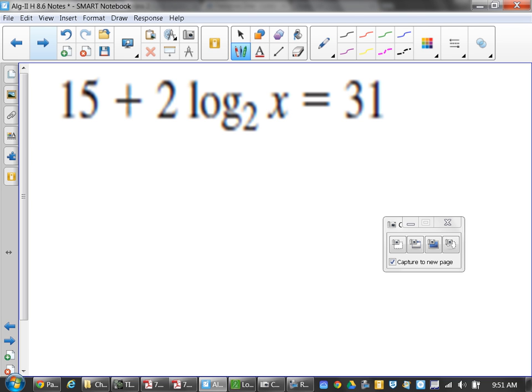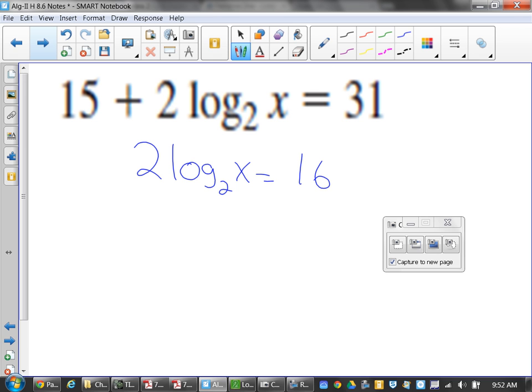What's your first step? Subtract 15 from 5. Subtract 15, good. Then divide by 2. And so technically it wouldn't be log of 2 x squared, right? It's 2 times the log, right? How do you do it? Divide it by 2.